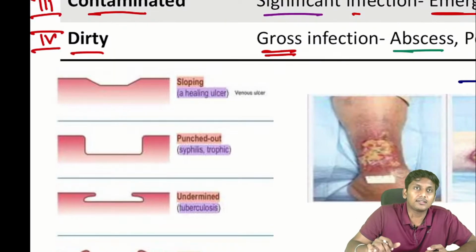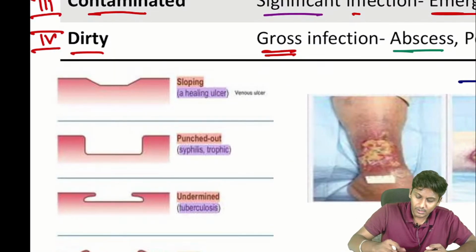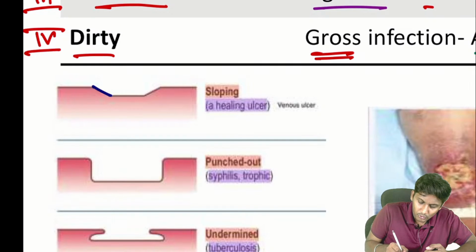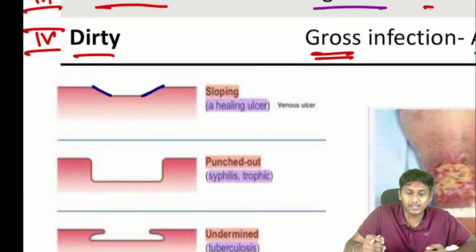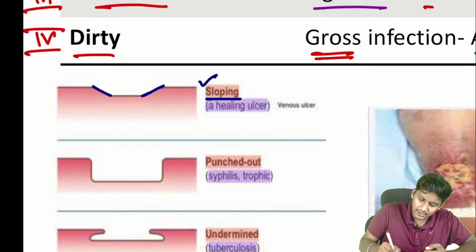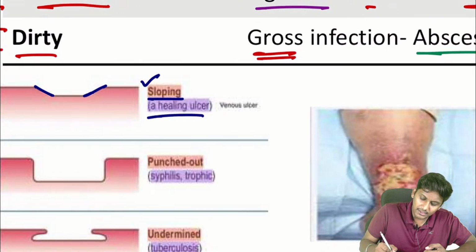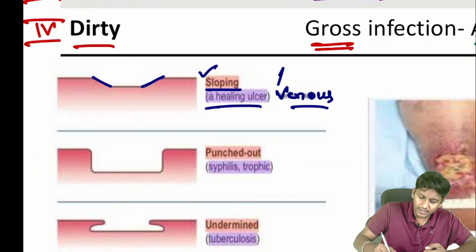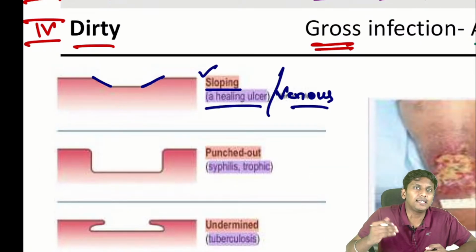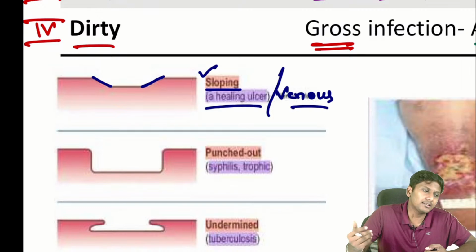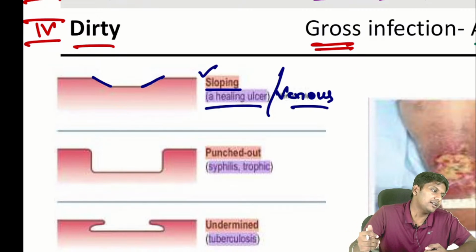Important is there are various kinds of edges or margins of an ulcer. The first margin, can you see there are sloping margins to an ulcer? These sloping margins are usually seen in which kind of ulcer? Sloping margins, बच्चे, are seen in two types of ulcer. One is a healing ulcer, second is a venous ulcer. ठीक है, one is a healing ulcer. When the ulcer is healing usually, or if it is a venous ulcer or a varicose ulcer, then definitely it is going to have a sloping margins or sloping edges.